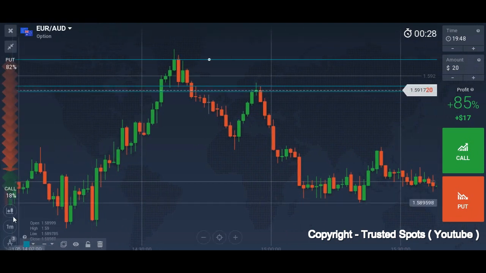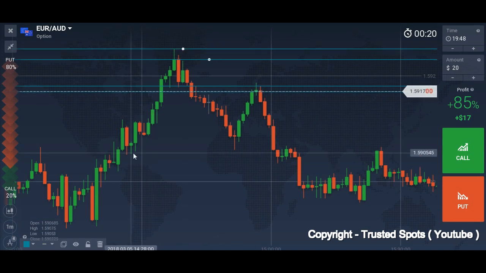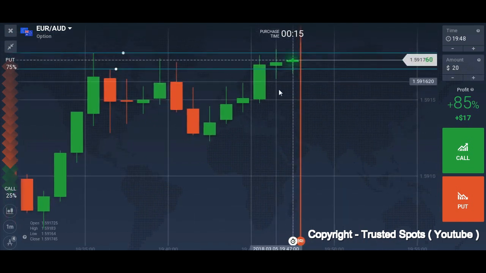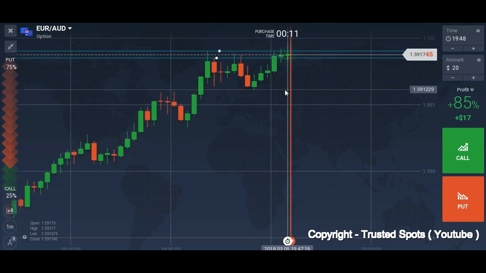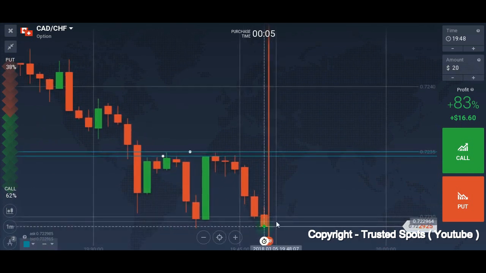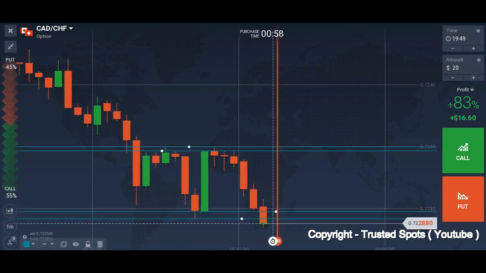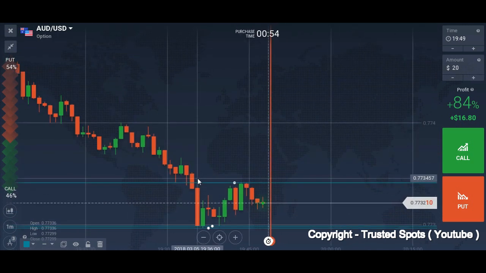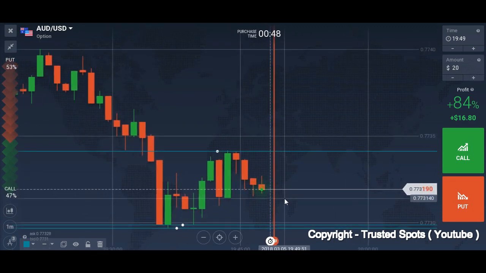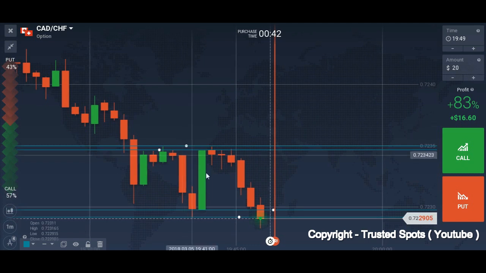Let's wait. Okay, this is a sign that the market is getting weaker, but we will not trade against the trend, so we will wait for a breakout. And in this case, same story. The market is moving down. We will wait for the breakout. And here this is a ranging market. Let's wait. Okay, I will wait for a breakout here.